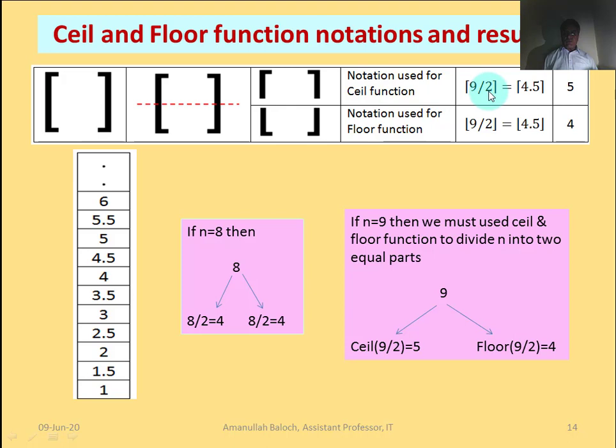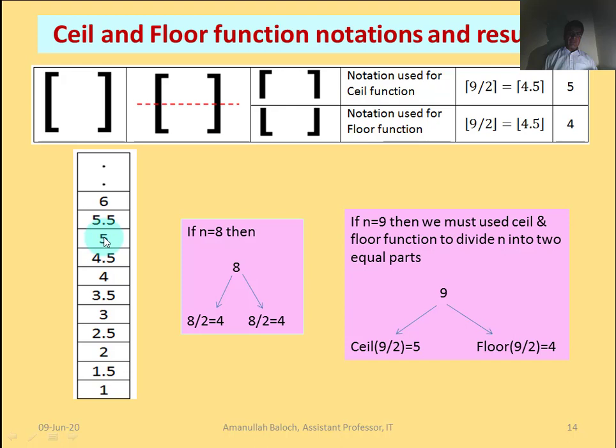9 divided by 2, the value becomes 4.5. Here we are using the ceil function, until it returns an integer value. Similarly, we are using the floor function here in this section, and we are getting this value 4. How does this value 4 come? Actually, 9 divided by 2 becomes 4.5. This 4.5 is a location on the number line. We have values 1, 1.5 at a distance of 0.5. When we add 0.5 here, we get 2. When we add 0.5 here, we get 2.5, and 3, 3.5, 4, 4.5, 5, 5.5, and 6, and so on.